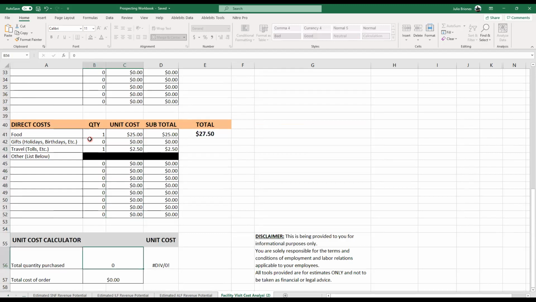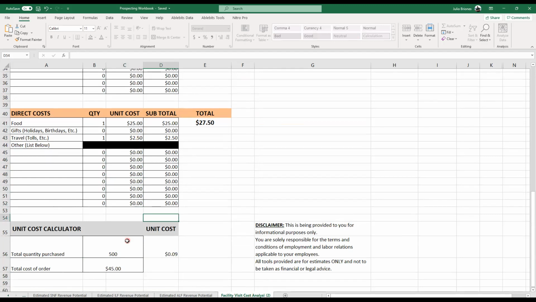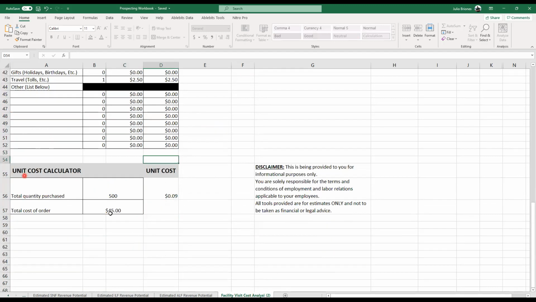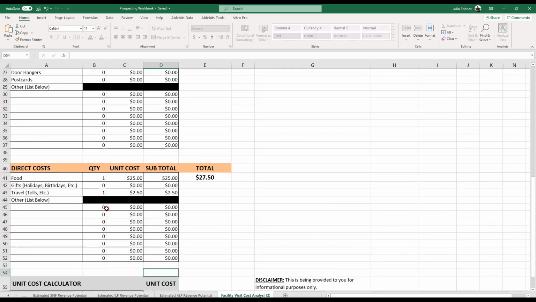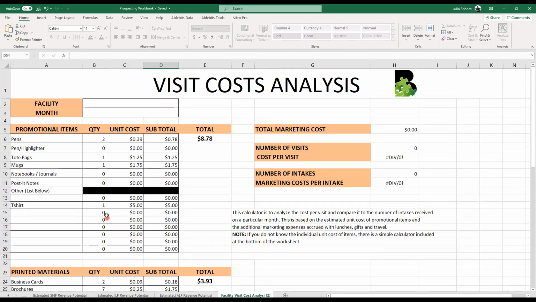Now, we are unsure what the business cards cost. So let's say we are buying 500 business cards for $45. That is where I got the number of 9 cents. You can use this unit cost calculator for any item. So as of now, the total marketing, if we do 1 visit with the same amount, will cost us $40.21. But let's be realistic.